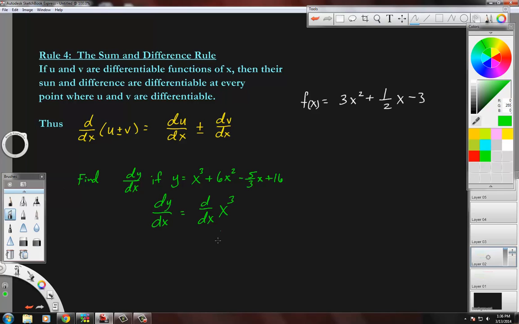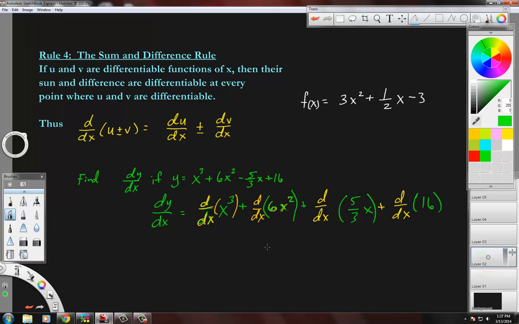So what this boils down to is dy over dx equals d, and I'm going to use Leibniz's version because you guys got to be comfortable with this, of x cubed, plus the derivative, in a different color, of 6x squared, plus the derivative of negative 5/3 x, plus the derivative of 16, with each in parentheses.